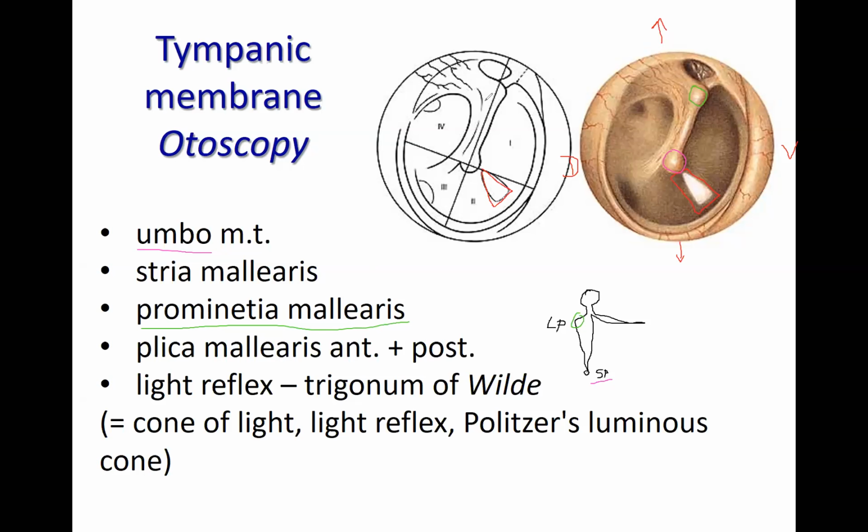And then what is in between is this, such a bend or stripe. So it's called stria mallearis, and it's elevated by the whole manubrium, so the whole handle. So this is manubrium, the handle. The head is located somewhere here, so it's above the tympanic membrane. And this is anterior process, which goes into petrotympanic fissure. And I hope you remember that fissure from the skull. And we will come to the fissure again.